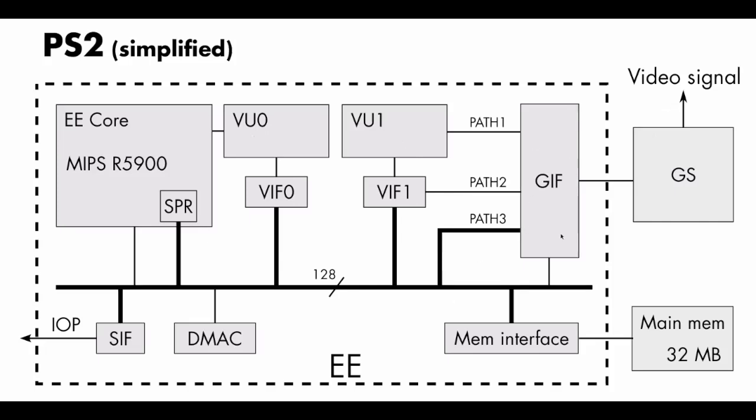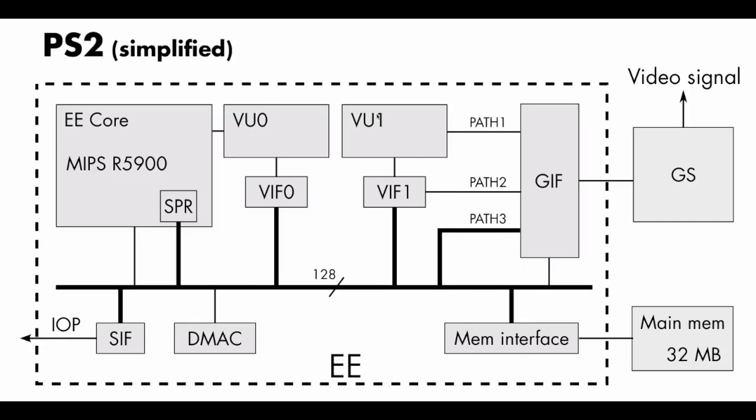Very important are the three paths to the GIF, actually. Path 3 is kind of the simple one, where you just send directly from main memory to the GIF, usually with a DMA transfer. And this is typically used for textures.